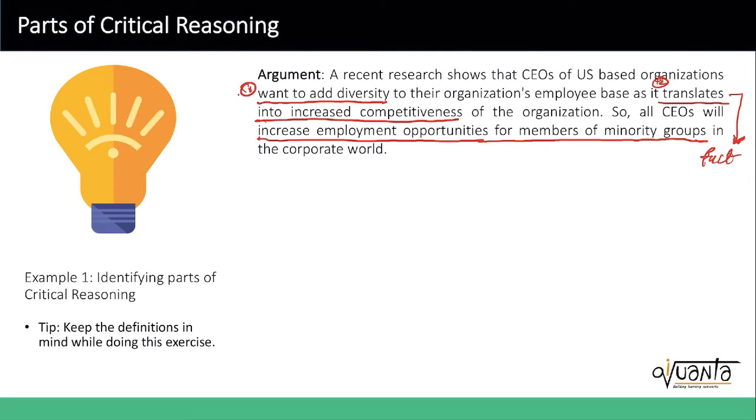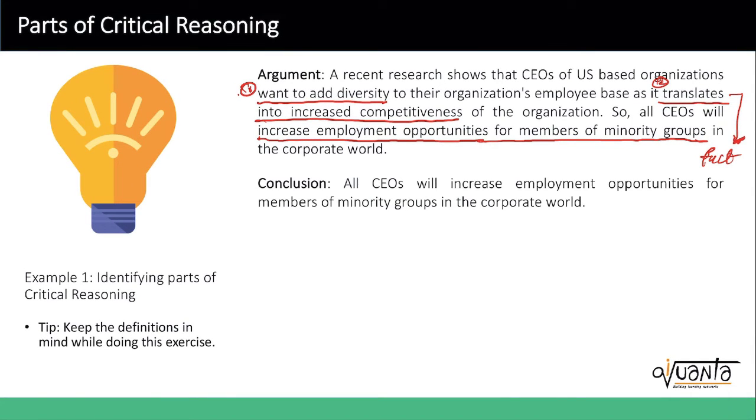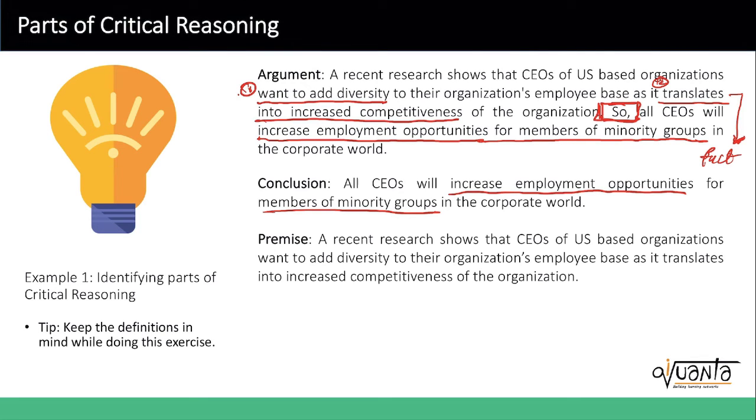Okay. Now let's begin by identifying what is the conclusion. So the conclusion is that the author believes that CEOs will increase employment opportunities for members of minority groups. That's what the author is concluding. How do you know that? It says "so". "So" itself is a keyword for conclusion. And it's saying that based on this premise, obviously this will happen. So this is what the author is inferring or concluding.